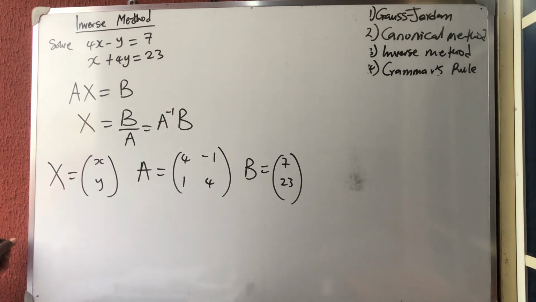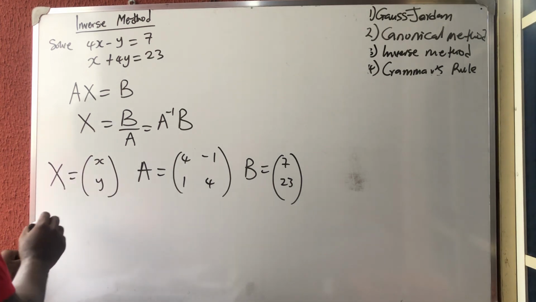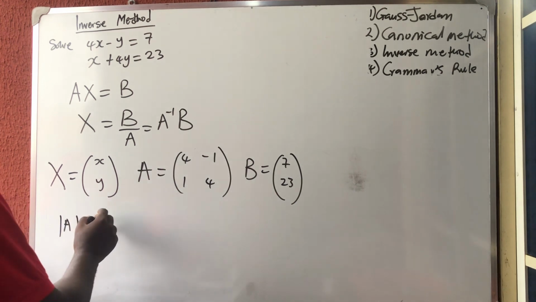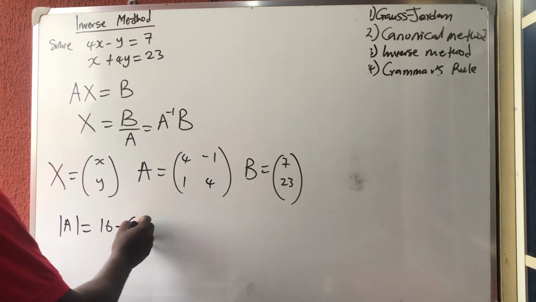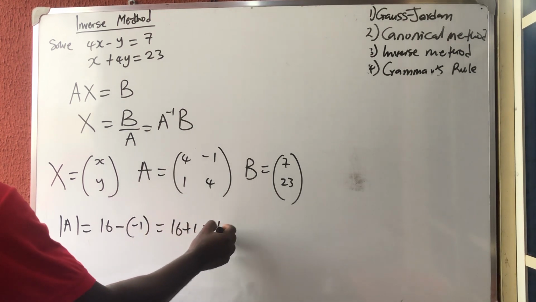So we're interested in getting the inverse of A. I taught you how to get the inverse of a 2 by 2 matrix, and I even gave you the short form for a 2 by 2 matrix. If you have not watched my video on inverse of a matrix, please go back and watch it. First of all, to get the inverse you need the determinant, and the determinant of A is simply 4 times 4, 16, minus this times this minus 1, which will give you 16 plus 1, which is 17.